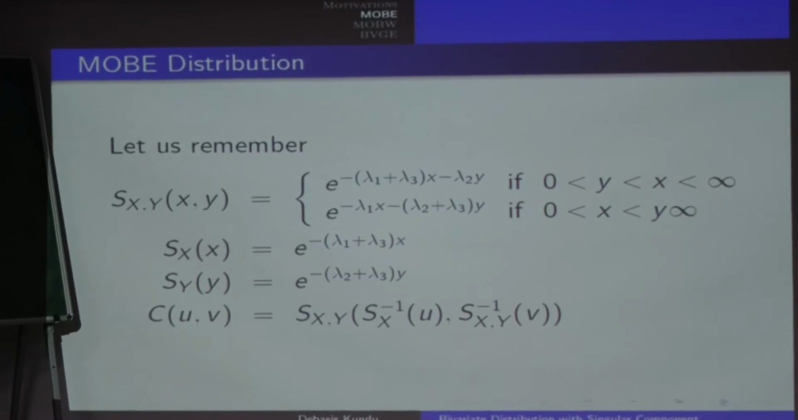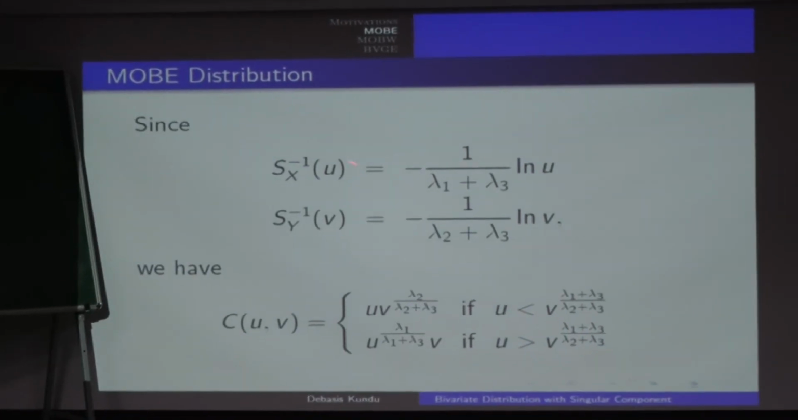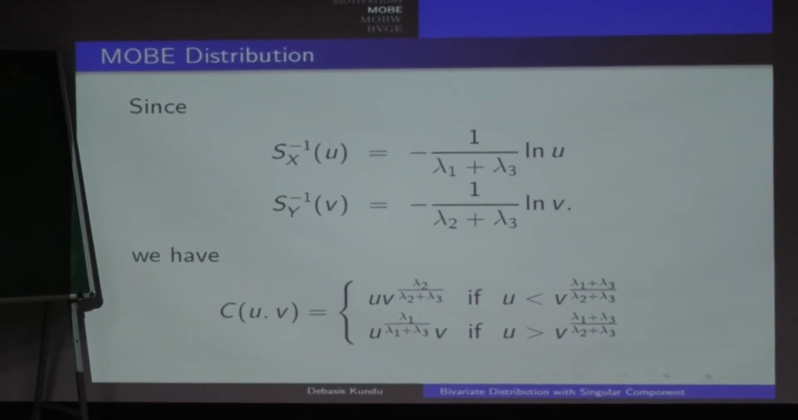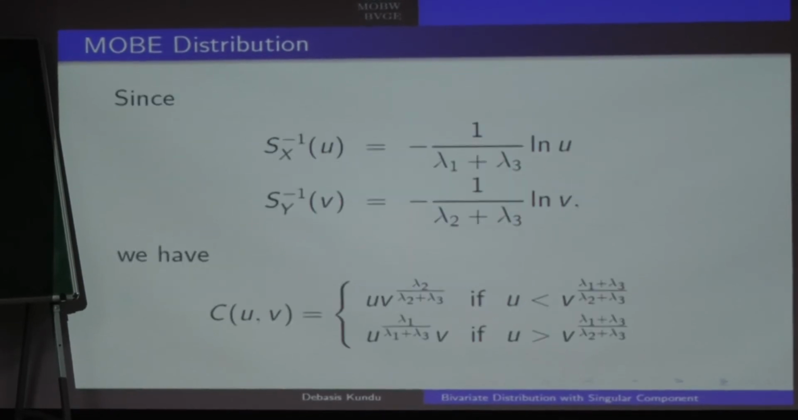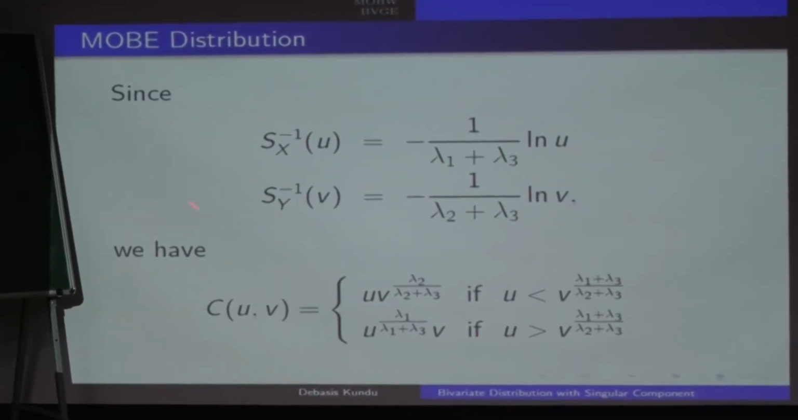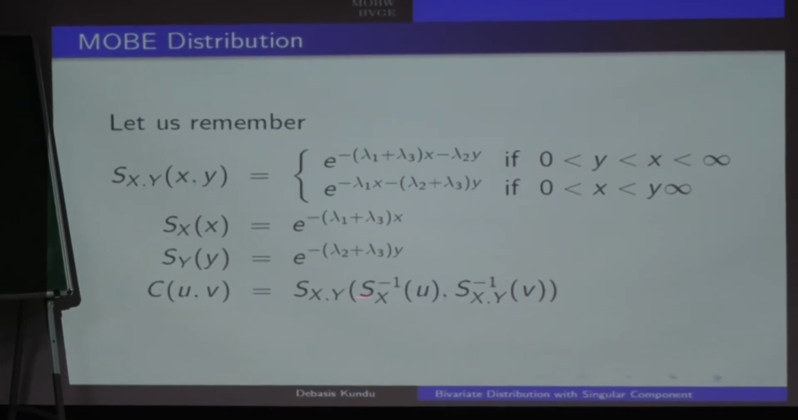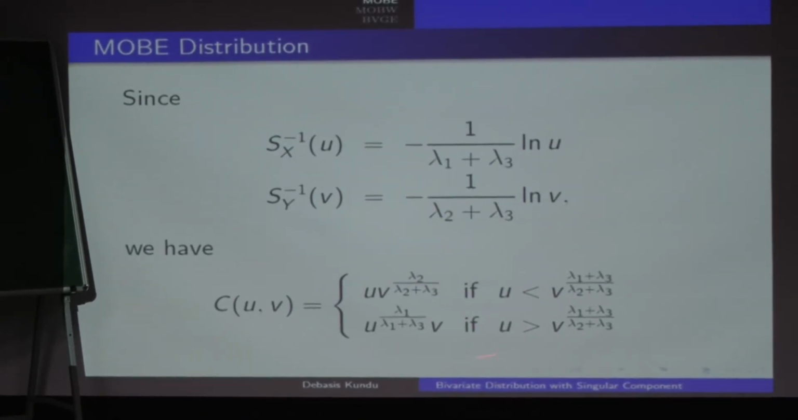So let's look at what my C is. By simply putting things in, you can see that I need S_X inverse from the previous one. My S_X is this one, so S_X inverse I can easily compute, which is nothing but this one, and S_Y inverse, which is nothing but this one. If you put it back into this one, you can easily obtain my C of u,v, which is in this form. Okay, so this is the copula of this Marshall-Olkin bivariate Weibull distribution.